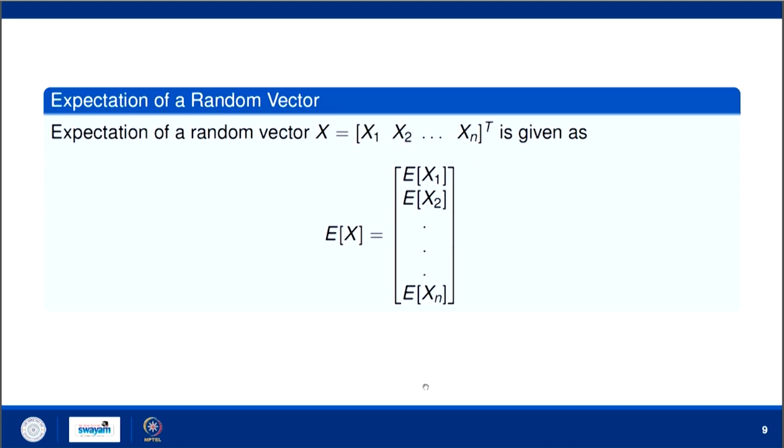Now, if we have a random vector, then we may have the expectation of this random vector, and that can be defined as the expectation of x1, expectation of x2, up to expectation of xn.